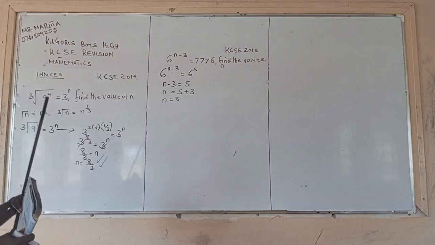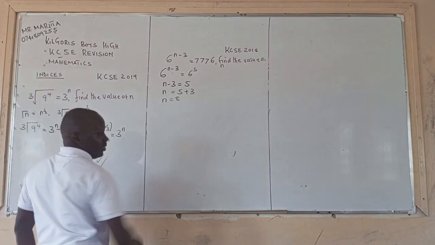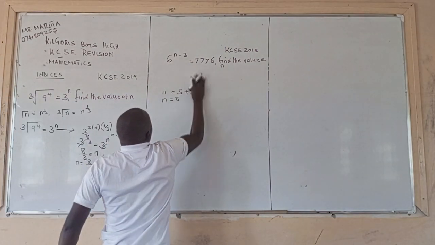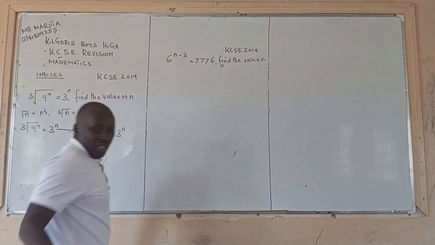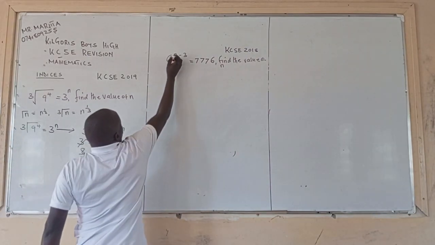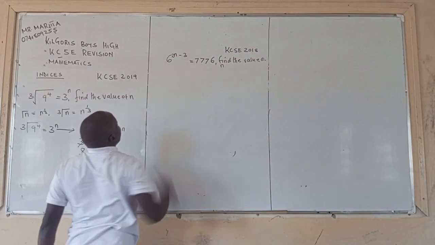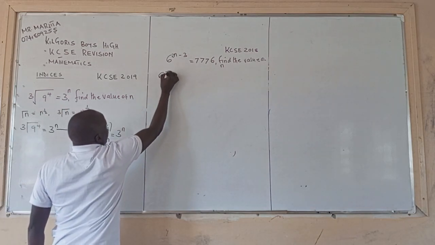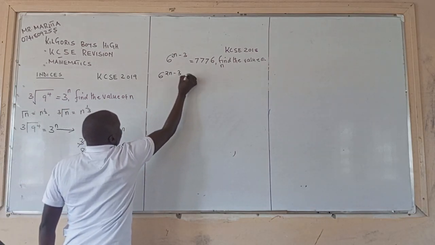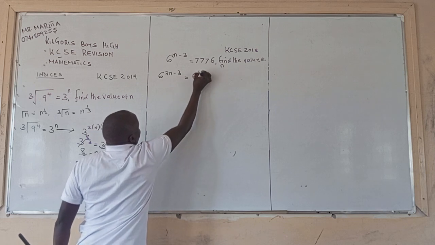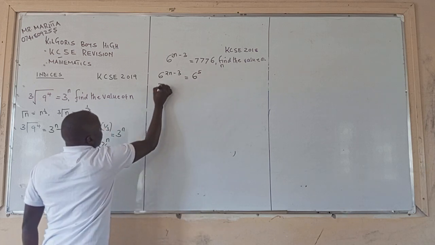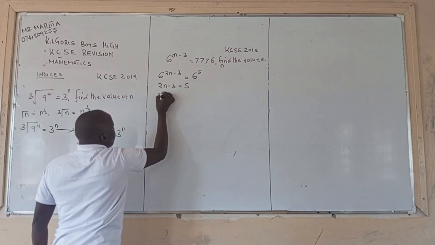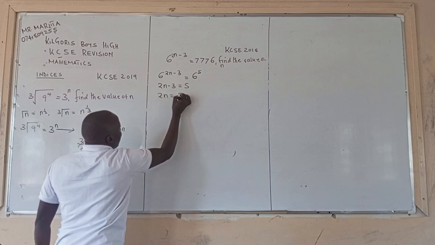Our n is equivalent. Sorry, this one there was 12 here. We have a problem here. There was a 2n. This one was 2n. So we can have this one as 6, 2n minus 3 is equals to 6 raised to power 5. So we have 2n minus 3 is equals to 5. We have 2n is equals to 8.